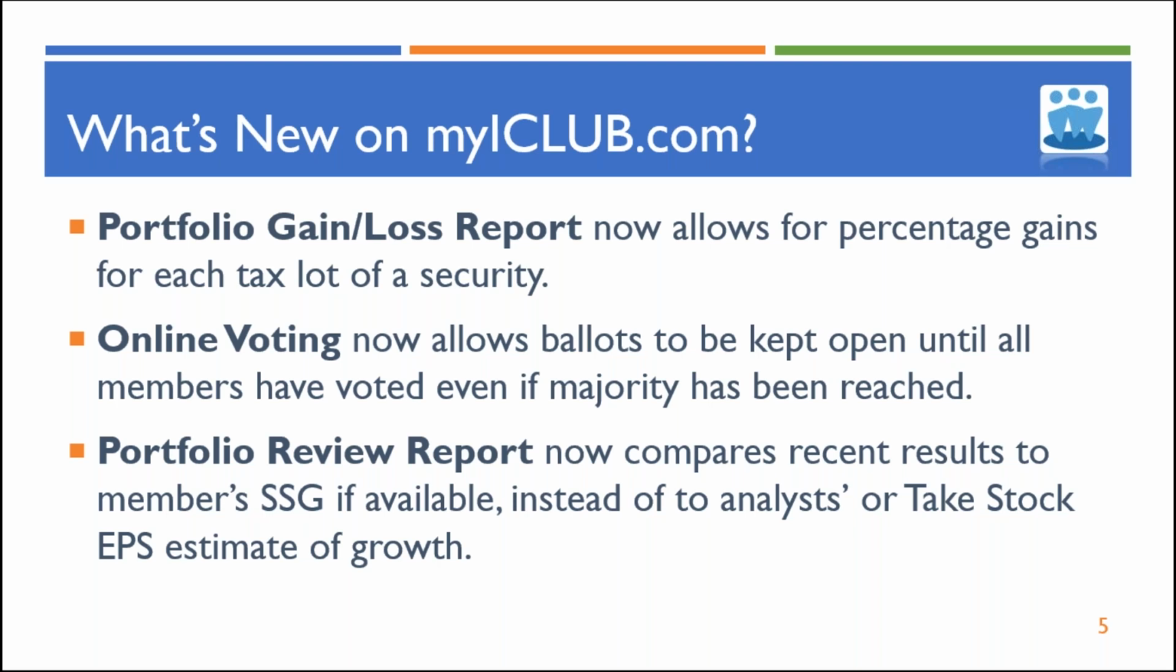So the portfolio review report, one of the default judgment items that we were using was comparing the recent growth of profits, sales, and earnings to the analyst's estimate of future growth. And so we have adjusted that now. If you're using a linked stock selection guide, we will use the projected growth rate from that stock selection guide. So that's a little tweak to that portfolio review report.